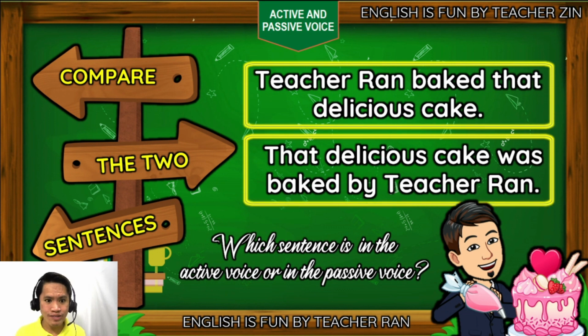Now, I have here two sentences, and we need to compare them. The first sentence is, Teacher Ron baked that delicious cake. On the other hand, the second sentence is, that delicious cake was baked by Teacher Ron. Now, there is an underlying question. Which sentence is in the active voice and which is in the passive voice? Can you guess? Actually, the first sentence is in the active voice and the second sentence is in the passive voice. But why? We will get to know later.